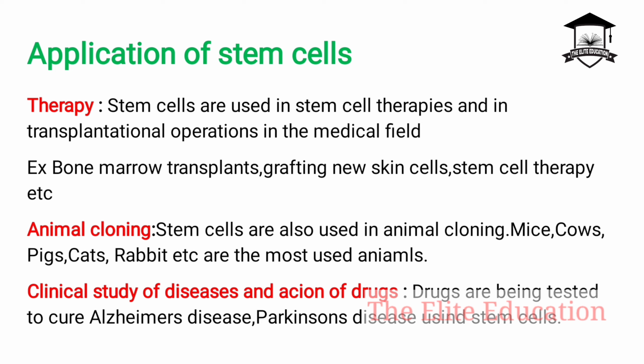Animal cloning. Stem cells are also used in animal cloning. For example, mice, cows, pigs, cats, rabbit, etc. are the most used animals in the animal cloning. Clinical study of diseases and actions of drugs. Drugs are being tested to cure Alzheimer's, Parkinson's disease, and there is use of stem cells in this, for inventing the drugs against these diseases. So that is all about stem cells.